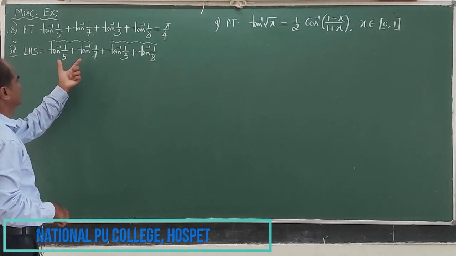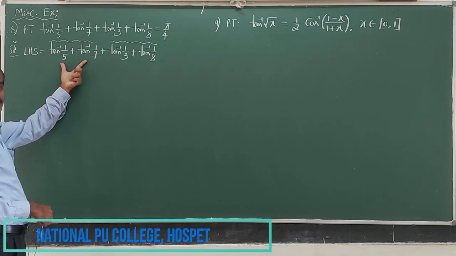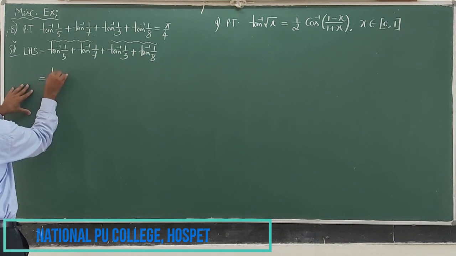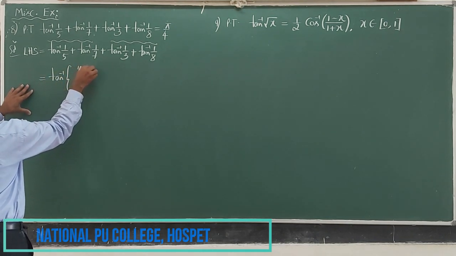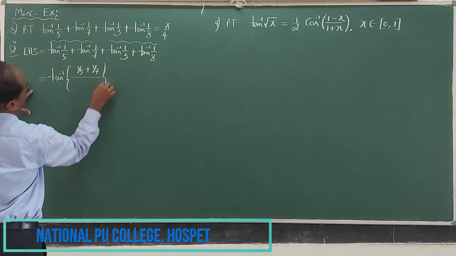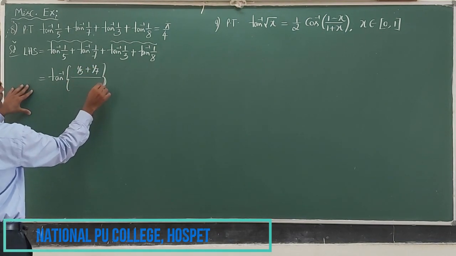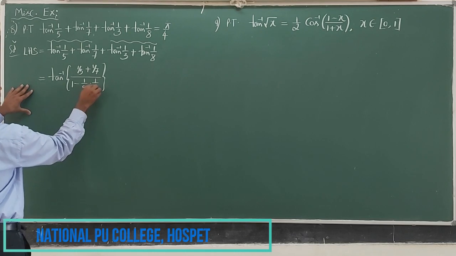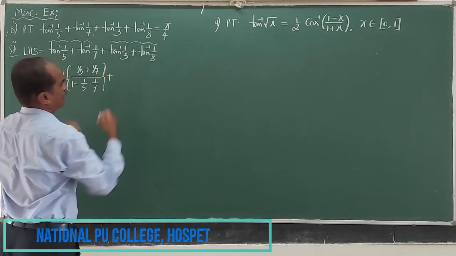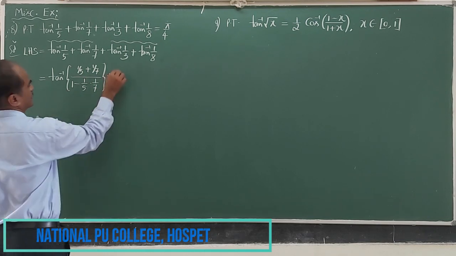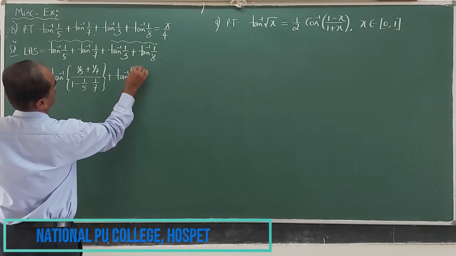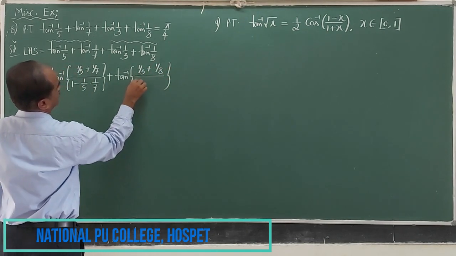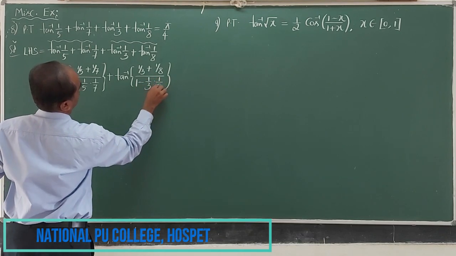What is the advantage? There is a formula now, tan inverse x plus tan inverse y. I can apply that formula. It is a tan inverse of 1 by 5 plus 1 by 7 divided by 1 minus 1 by 5 into 1 by 7. Now again apply same formula, tan inverse x plus tan inverse y. It is a tan inverse of 1 by 3 plus 1 by 8 divided by 1 minus 1 by 3 into 1 by 8.